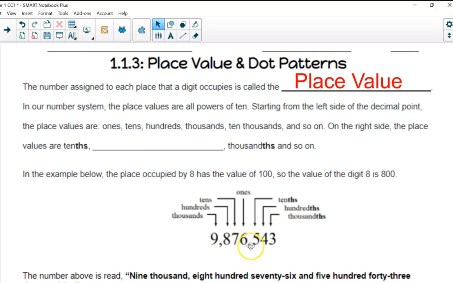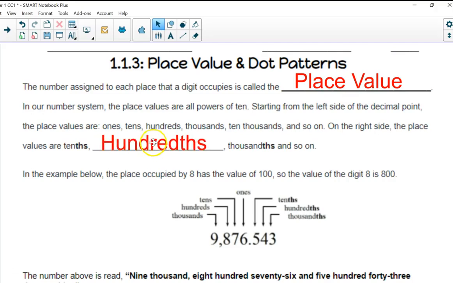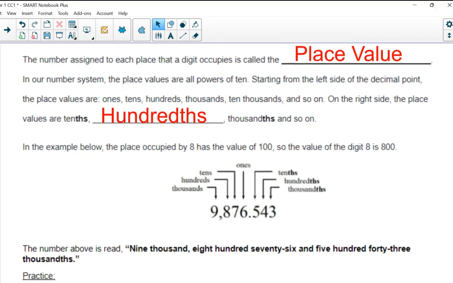Now if we went the opposite direction, going to the right of the decimal point, we start at tenths, and then we go to hundredths, and then thousandths. So hopefully you notice that behind the decimal, we add a th to the place value, because we're taking a tenth of whatever, or a hundredth of whatever. So we add a th at the end.